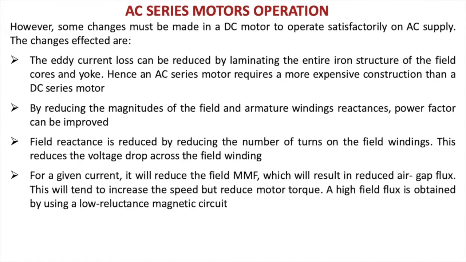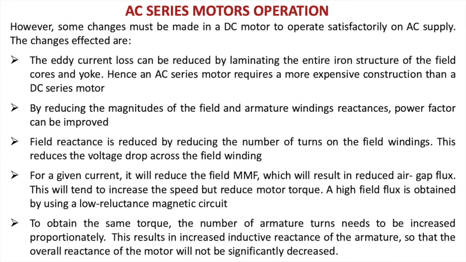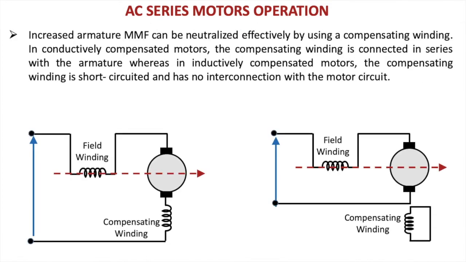Now for a given current, it will reduce the field MMF, which will result in reduced air gap flux. This will tend to increase the speed but reduce the motor torque. So a high field flux is obtained by using a low reluctance magnetic circuit. To obtain the same torque, the number of armature turns needs to be increased proportionately. This results in increased inductive reactance of the armature so that the overall reactance of the motor will not be significantly decreased.